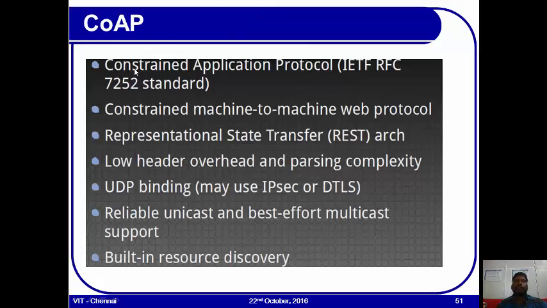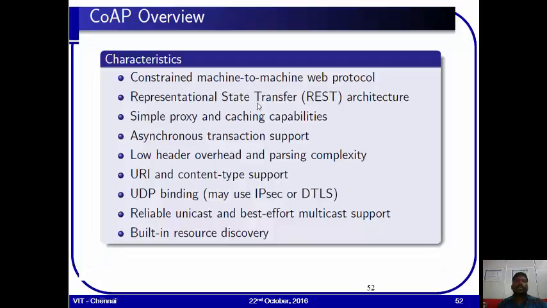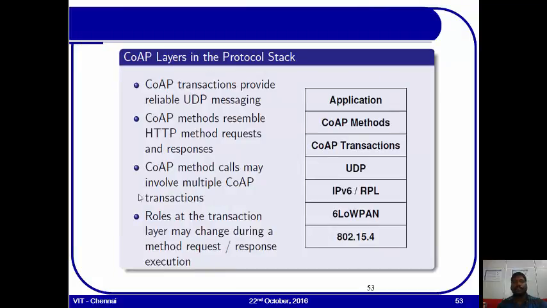The next is CoAP, the Constrained Application Protocol, that works on top of HTTP. Representation of RESTful web services. Its characteristics: simple proxy and caching capability, asynchronous transport support, URI, UDP binding, reliable unicast and best-effort multicast support, built-in resource discovery. So these are the core layers of CoAP.